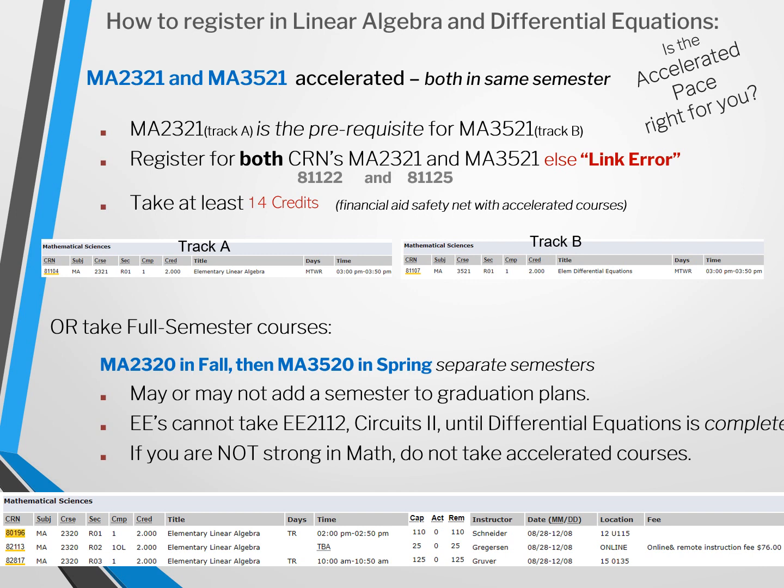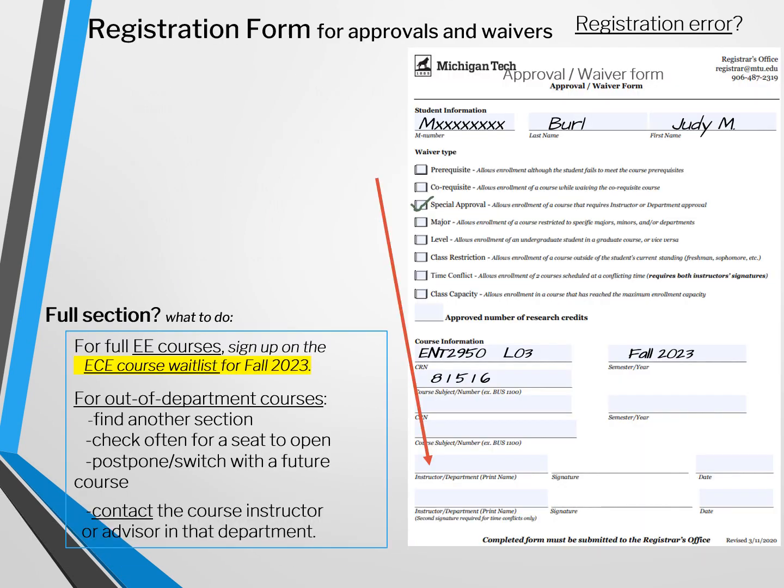Schedule a minimum of 14 credits in the semester you take the accelerated courses to keep full-time financial aid status. This is a safety net in case you need to drop one of these two classes. If you are not so strong in math or wish to take classes at the normal pace, take MA 2320 in the fall, then MA 3520 next spring. Linear algebra and differential equations are critical skills for success in future classes.